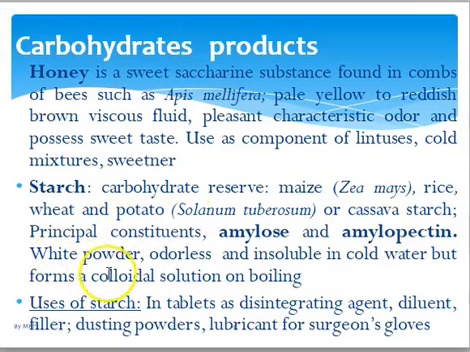Of course, starch is a white powder, odorless, insoluble in cold water, but forms a colloidal dispersion on boiling. Starch is one of the excipients used in tablets as disintegrant, diluent, and filler. It's also used in lubricating powders. It is also available in some gloves as a lubricant.